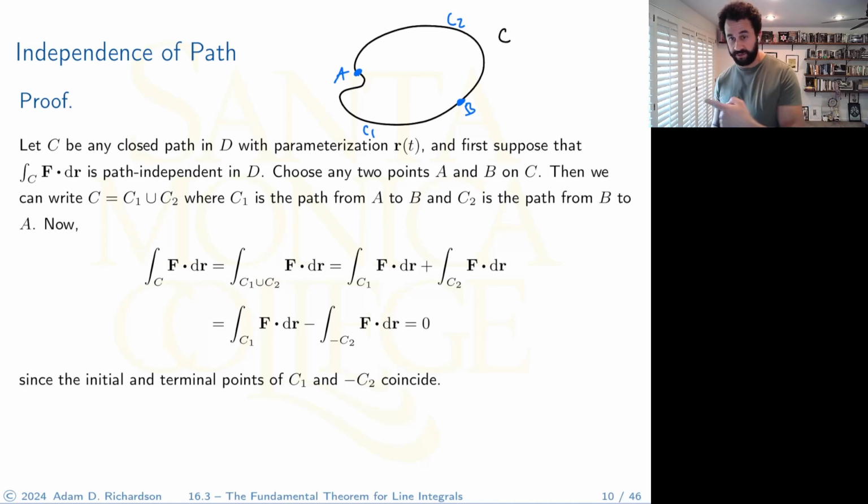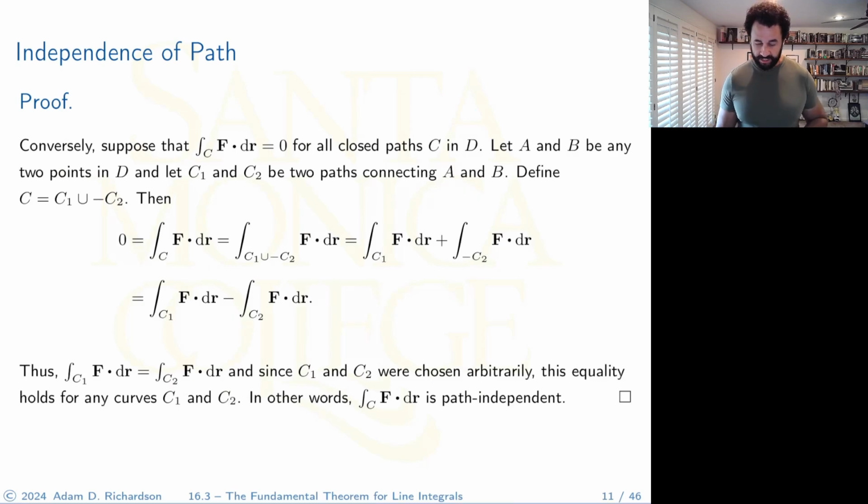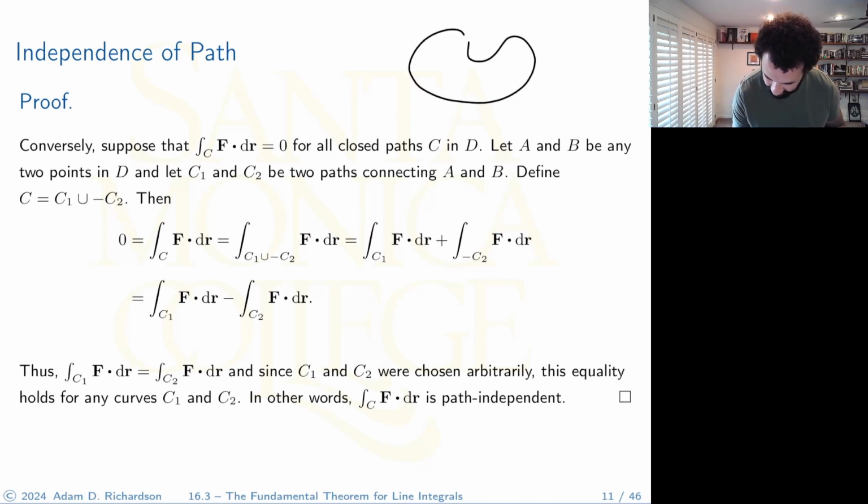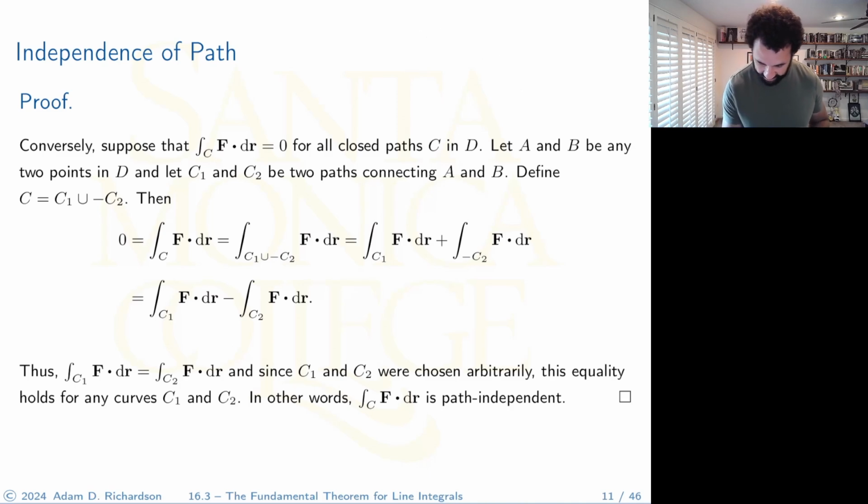Now let's do the other direction. So we're going to assume the other direction. Suppose that this integral is 0 for any closed path C in D. Let A and B be any two points in D. Maybe I should draw D. Okay, pretend D is like the screen, the whole region. Let's pick any two points, A and B, and then we're going to create any two paths, C1 and C2, connecting A and B.